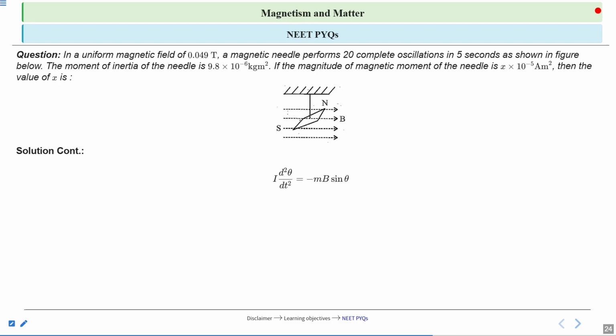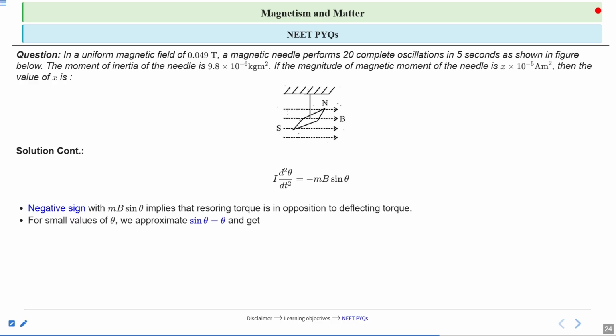So I d square theta by dt square. This alpha is angular acceleration. So what is angular acceleration? Like in linear motion, acceleration is equal to dv by dt, and v is dx by dt, due to which after double differentiating, linear acceleration is equal to d square x by dt square. Similarly for angular acceleration, theta is angular displacement. So alpha, that means angular acceleration, is equal to d square theta upon dt square, which is equal to minus mB sin theta. So the negative sign with mB sin theta implies that the restoring torque is in opposition to the deflecting torque.